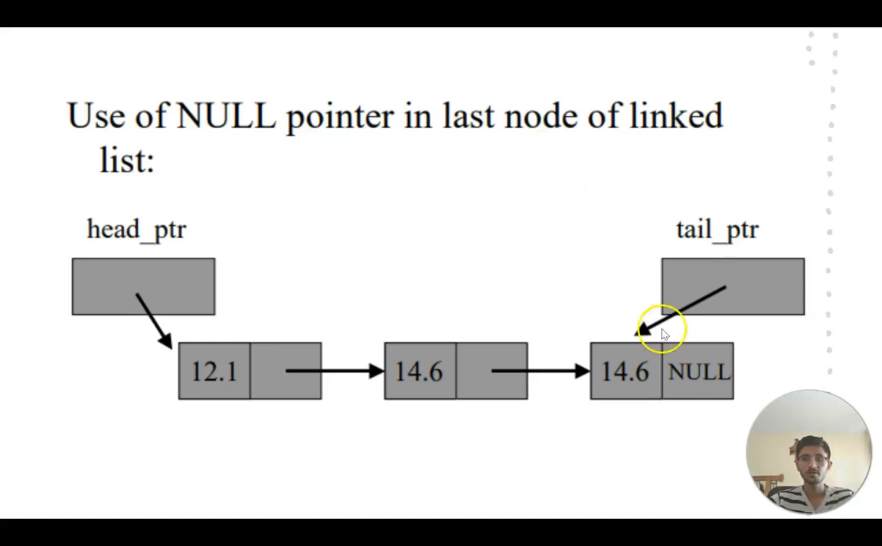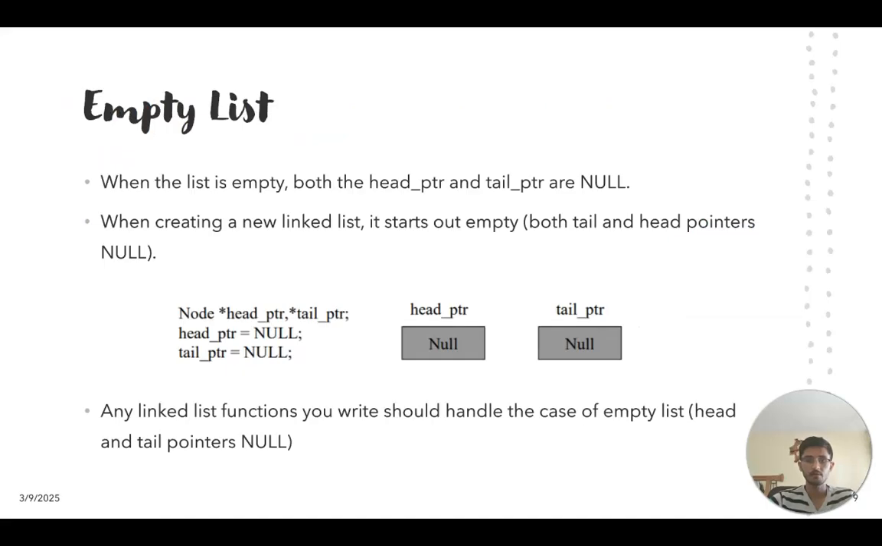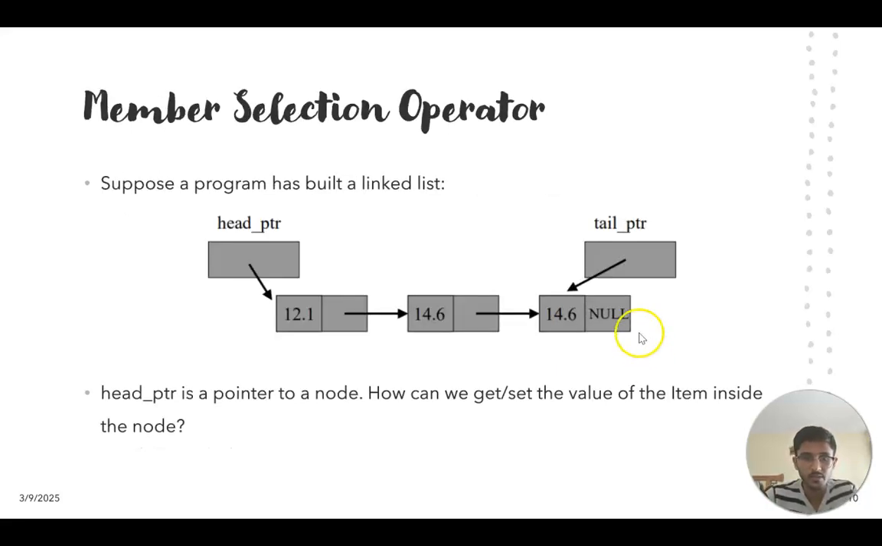So as you can see over here, now we have null. We use the null pointer for the last node of the linked list. Now, when the list is empty, both the head pointer and tail pointer are null. That's something we need to remember. When creating a new linked list, it starts out empty. Both tail and head pointers are null. So any list functions you write should handle the case of an empty list, when the head and tail pointers are null.